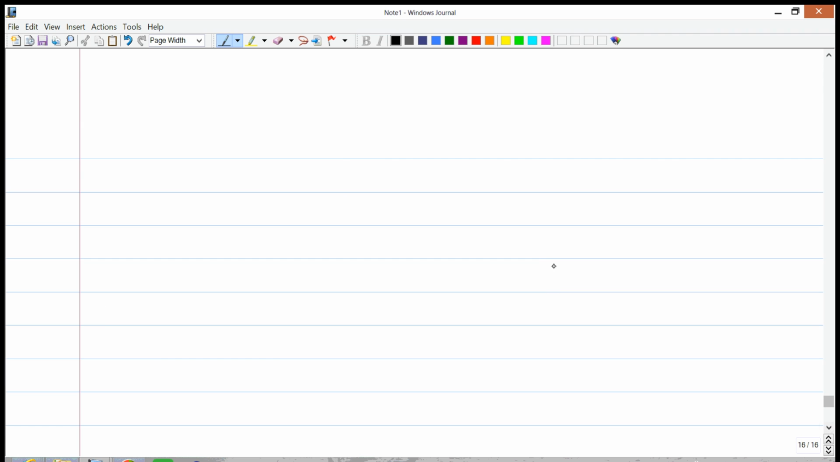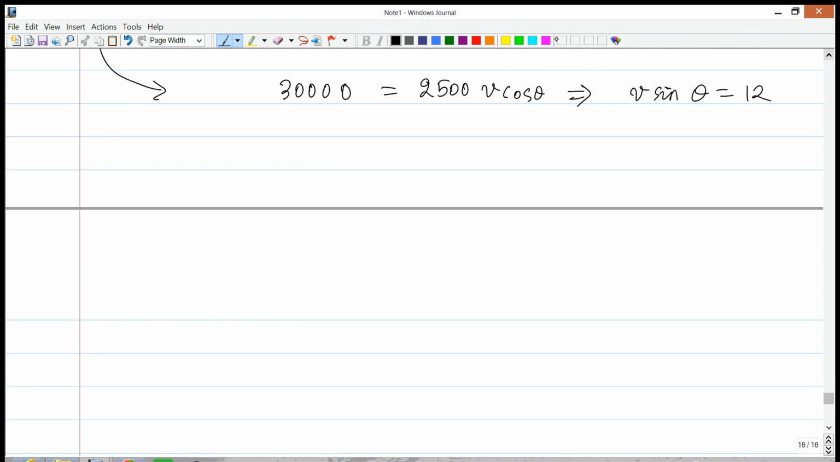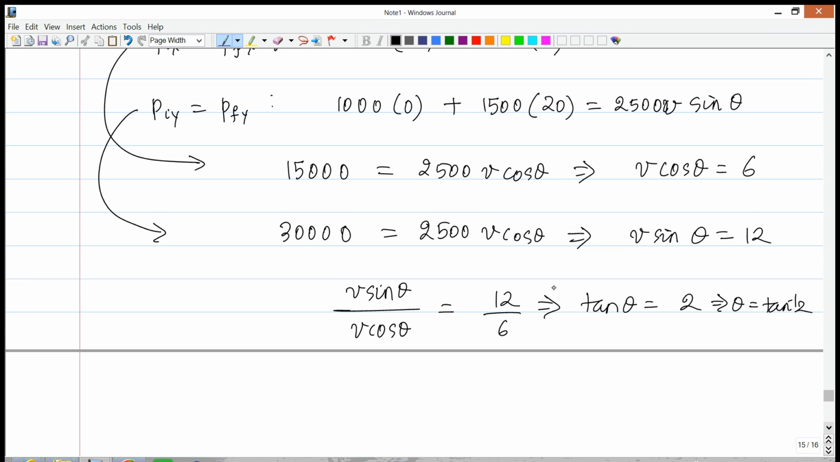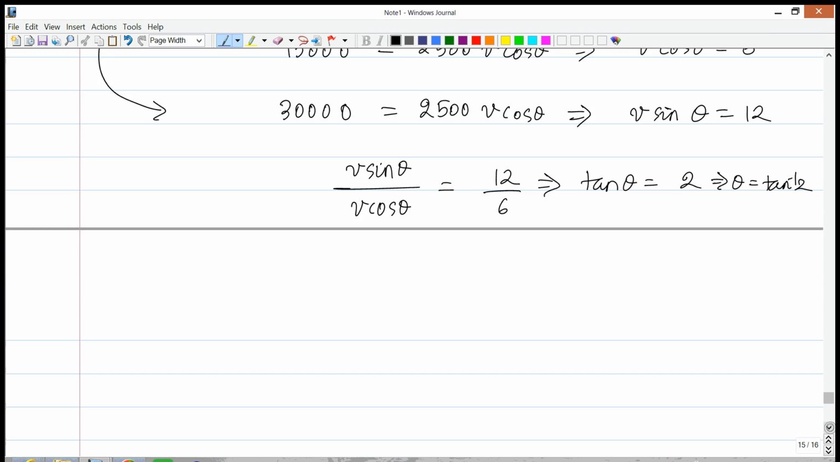Now we can solve these two equations, which is much easier to deal with. The best way to go about this is to do something simple: v sine theta divided by v cosine theta equals 12 divided by 6. The v's cancel out, and I end up getting tangent of theta equals 2, which gives me theta equals arctan of 2. We can find that number. Once we know this, we can find v equals 12 divided by sine theta, by plugging in the value of theta from this equation.